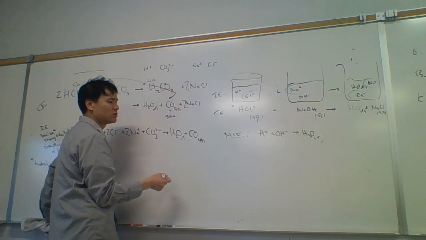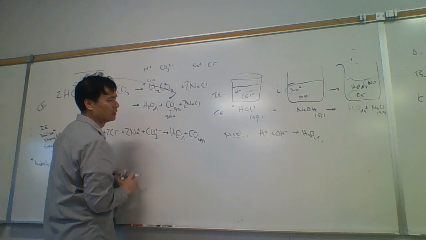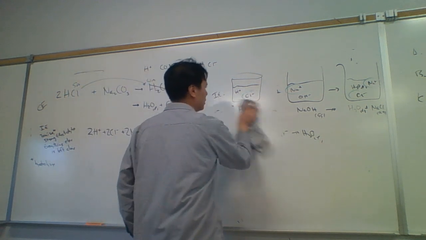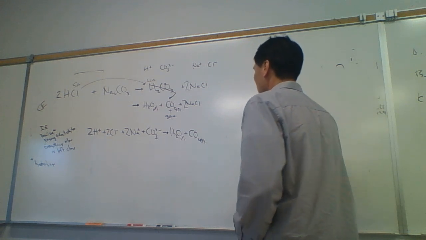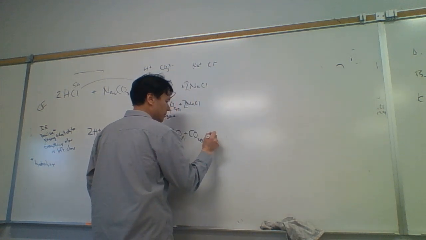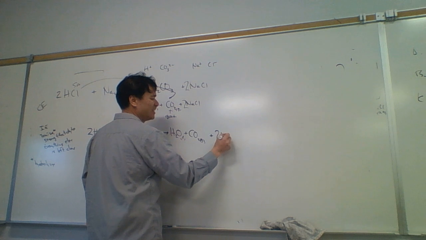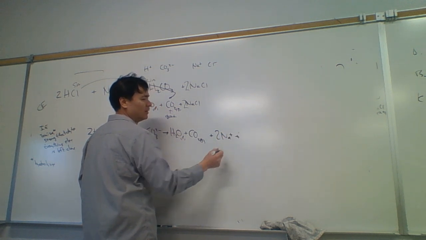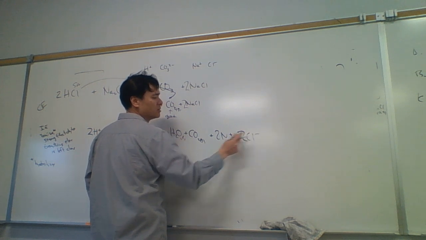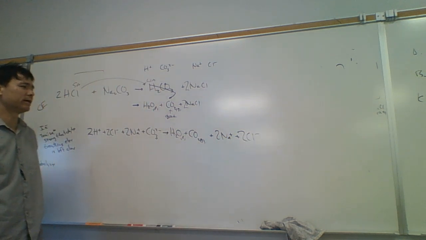Sodium chloride, is that a strong electrolyte? Yes. So we have to ionize it into how many sodiums? 2 sodiums. And how many chlorides? 1. No, actually, it's got to be 2 chlorides. 2 sodiums and 2 chlorides because we have 2 NaCl's.